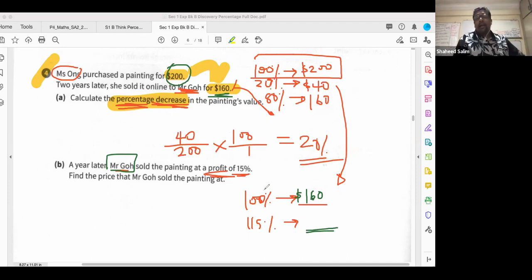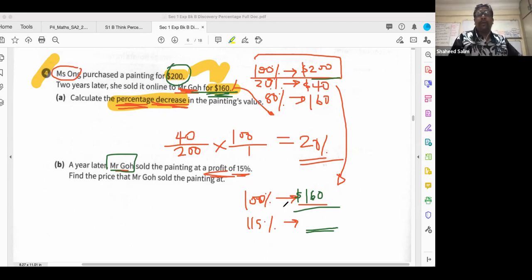Come, Shafika, 160 is 100%. Say, how do you know? This is the price he bought. You see, no, 200 is Miss Ong, a different person. So now, as I tell you, I repeat again, 100% can change. You see, at first it was 200, yes. Now it's 160, yes. This is percentage.